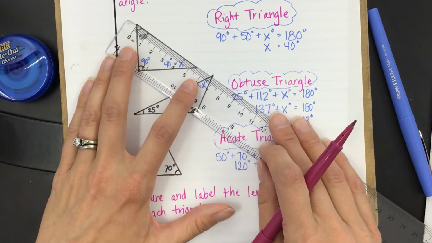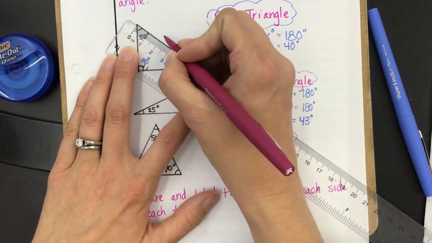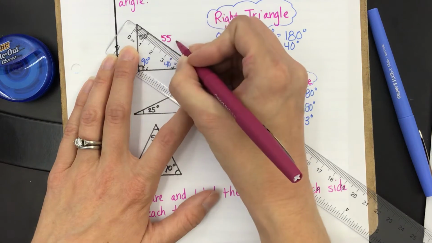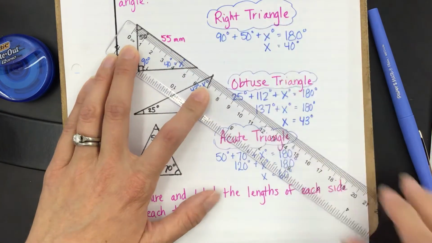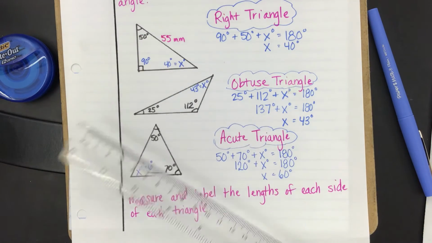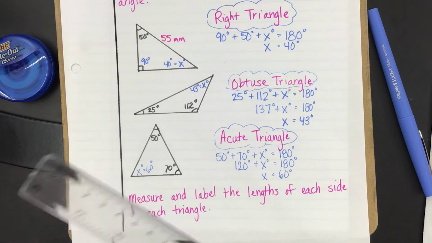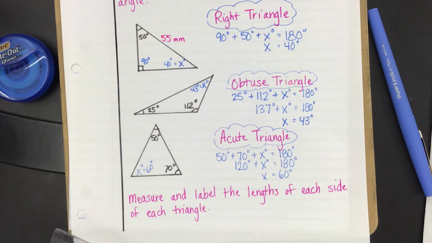So when I measure this side, I'm getting about 55 millimeters. Now I should warn you that half of you have this printed from one printer and half of you have it printed from another printer. I think they're the same size, but I don't know. So your measurements might be slightly off from mine if you have one that's from the different printer.